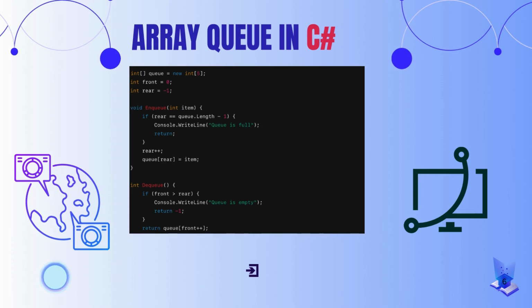In the dequeue method, we check if the queue is empty. If front is greater than rear, we display queue is empty. Otherwise, we return the item at the front and move the front pointer forward. This is a basic way to implement a queue using arrays in C#.